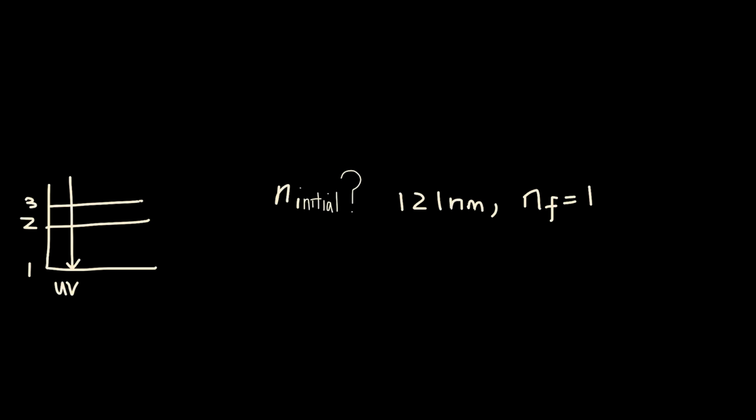In this problem, we're given a wavelength and we have to find the initial energy level from which the photon dropped. So there is a starting energy level and it dropped down to the ground state where nf equals 1, and this means this wavelength is part of the UV series, the Lyman series. How are we going to solve this?